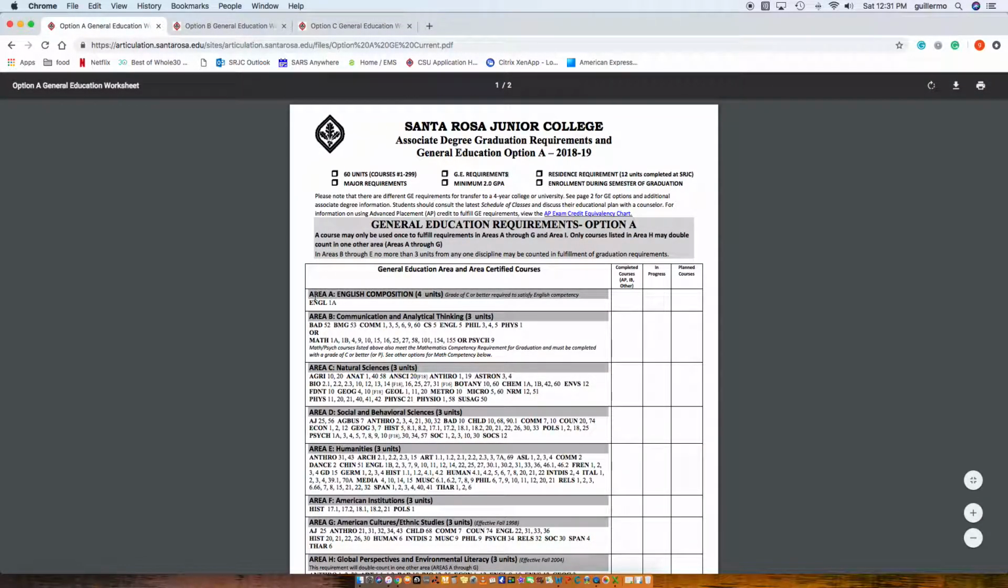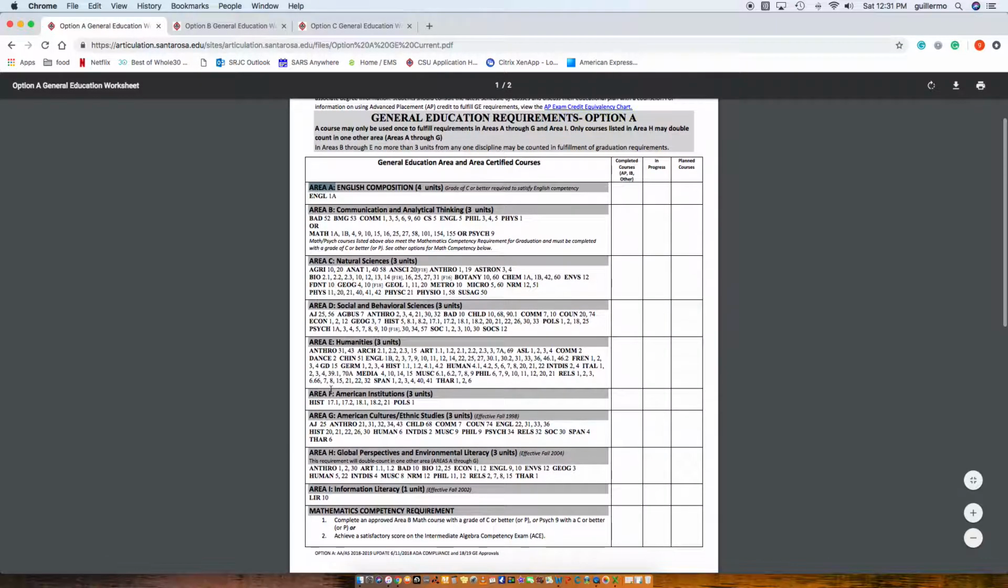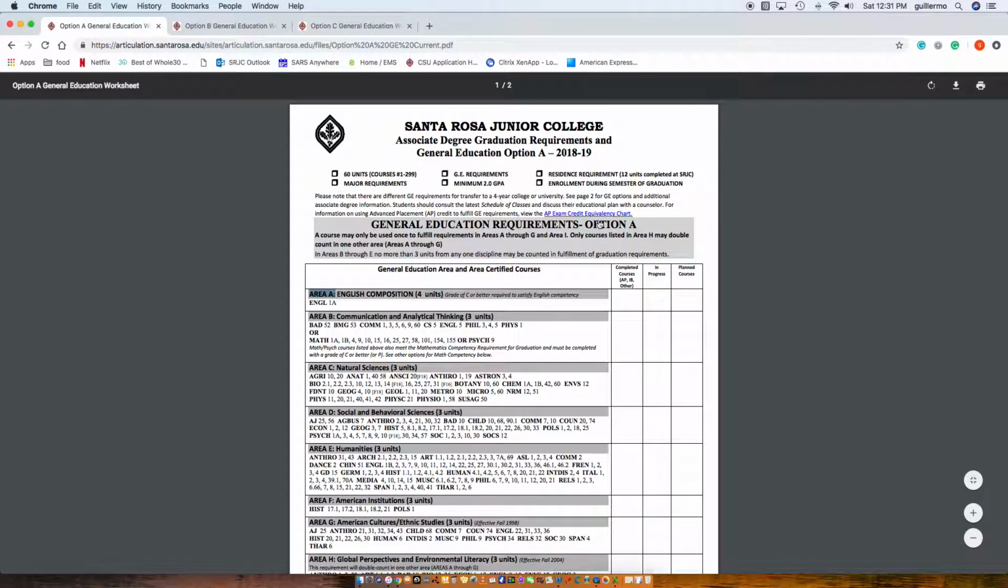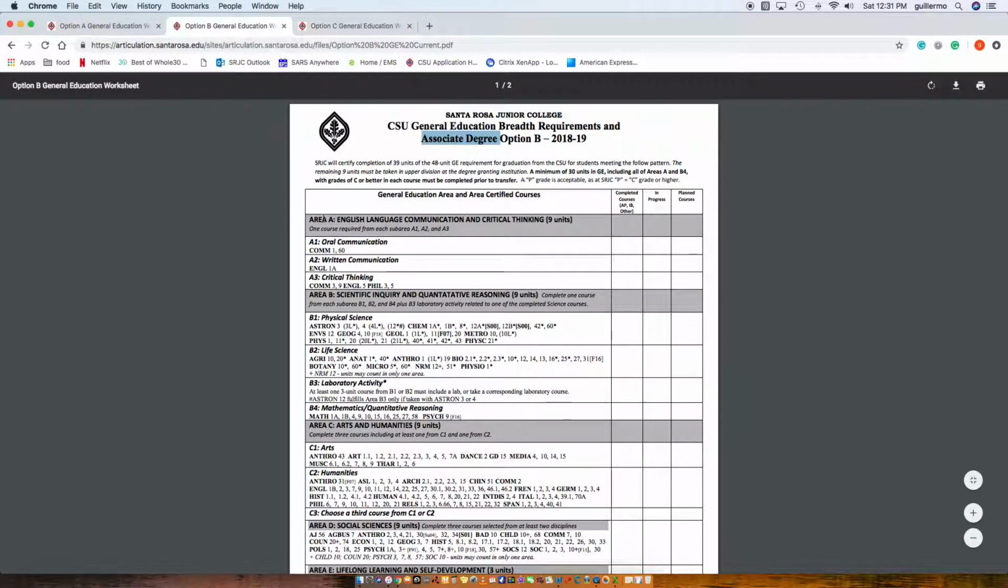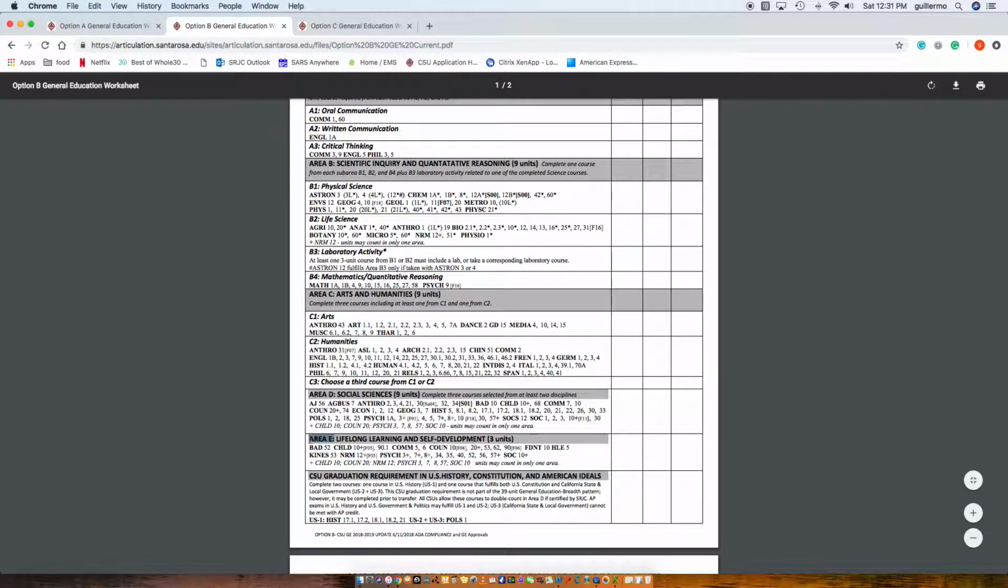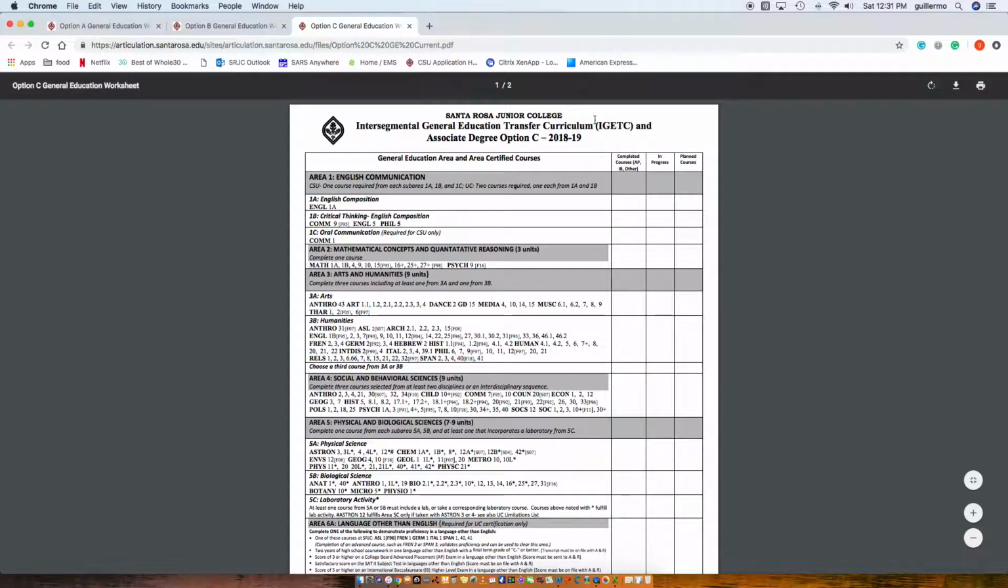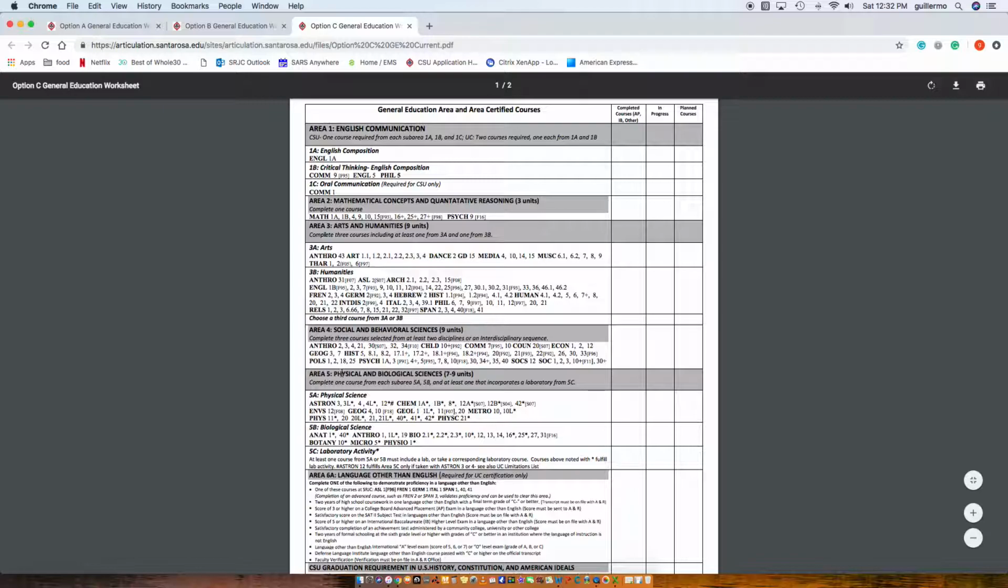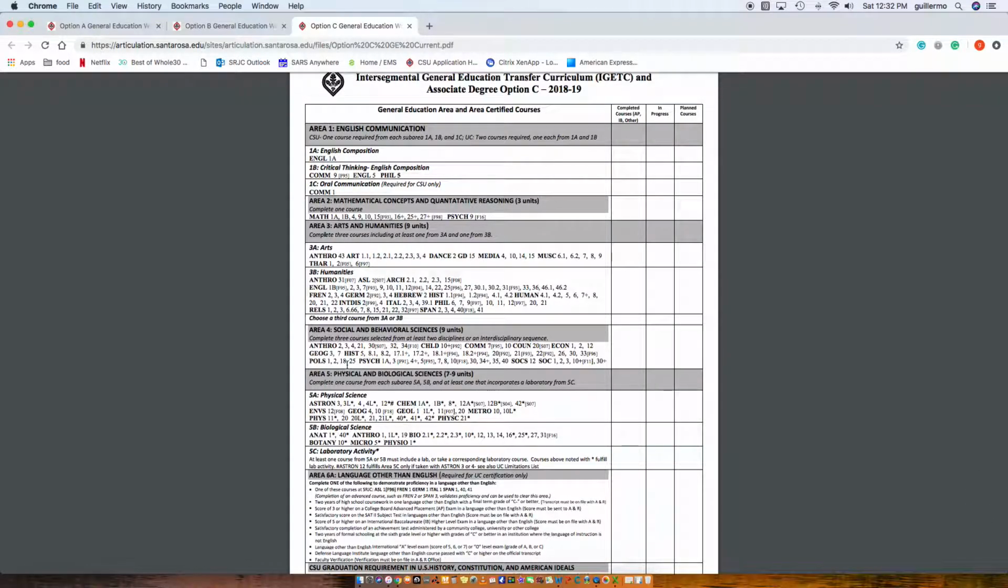One of the things that I wanted you to notice between all the three GE patterns is option A and B. They use areas A all the way to H for the option A pattern. Option B uses area A all the way to E. But IGETC, to the Cal States and UCs, uses area 1, area 2, area 3, area 4, and area 5. Okay, it's very similar. They just basically change the different categories and they use a numbering system instead.